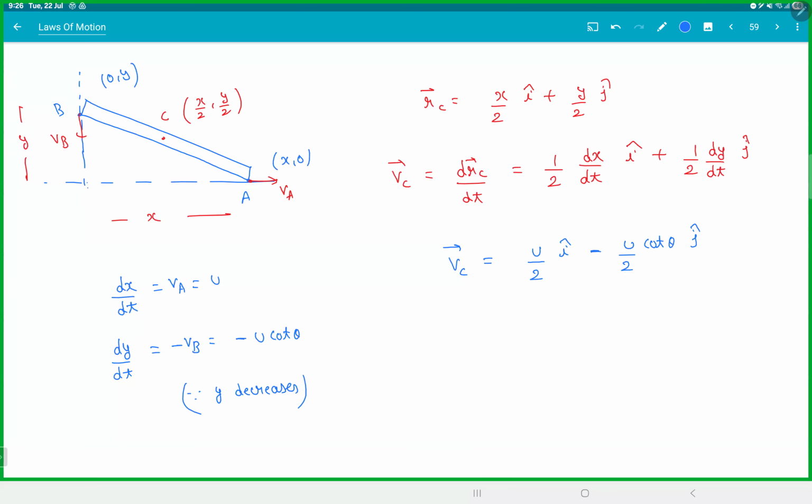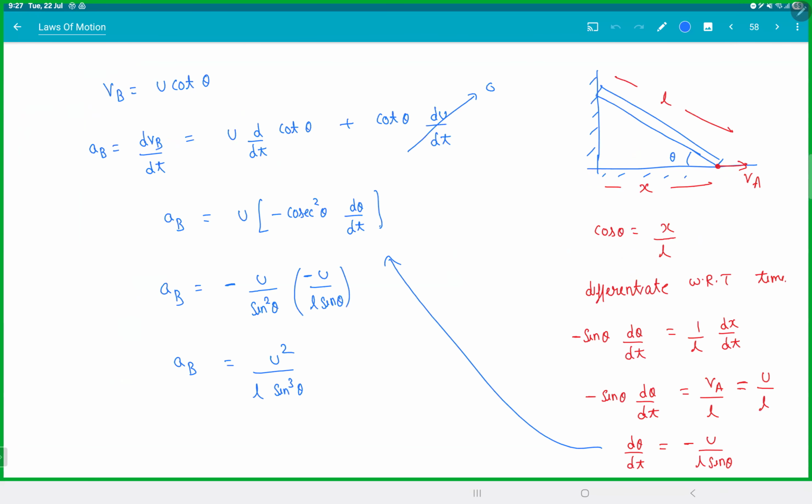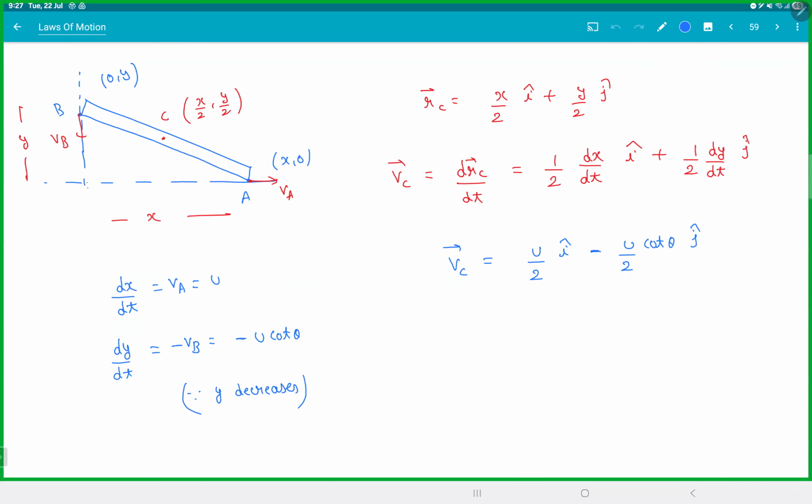Clear with this? If you stand on A, you will think C is going in a circle. Find velocity of C with respect to A and then add velocity of A with respect to ground. Then you will get it. Try that. Anyways, we will see that later on. All clear with this problem?